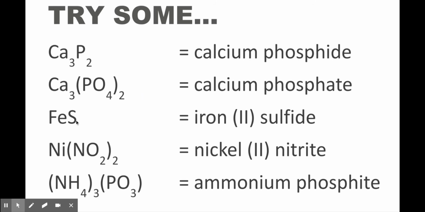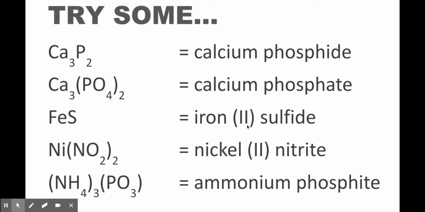Fe is iron and S is sulfur. So iron is a transition element, which means you've got to use a Roman numeral in parentheses to indicate what the charge of that iron is. And sulfur is the anion, so you're going to have to change the ending of the word to ide. So it's iron sulfide. But the question is, how did I know that this was a 2 here?